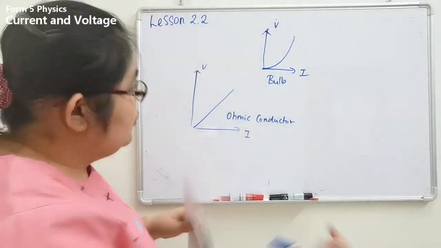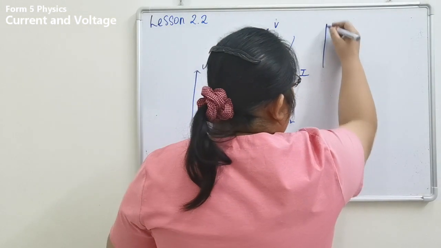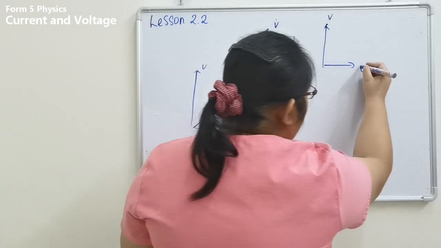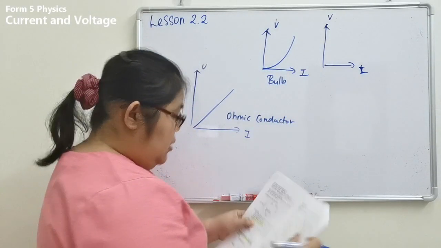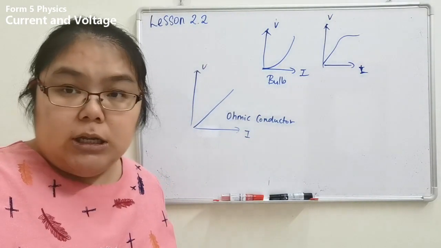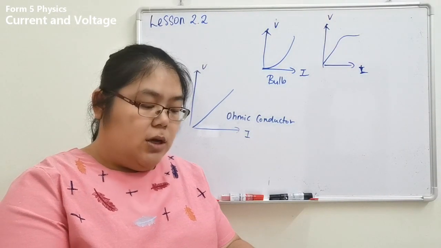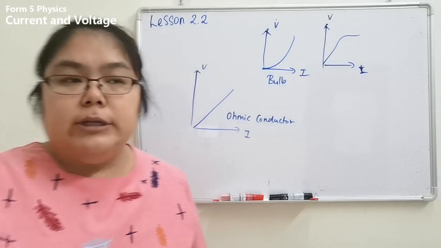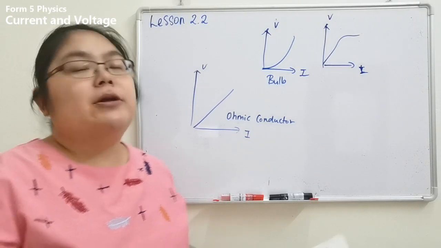After that we also have, you see the diagram, V versus I. There is a straight line after that, like this. This one is a thermistor. A thermistor is one of the components that they use to control the resistance.